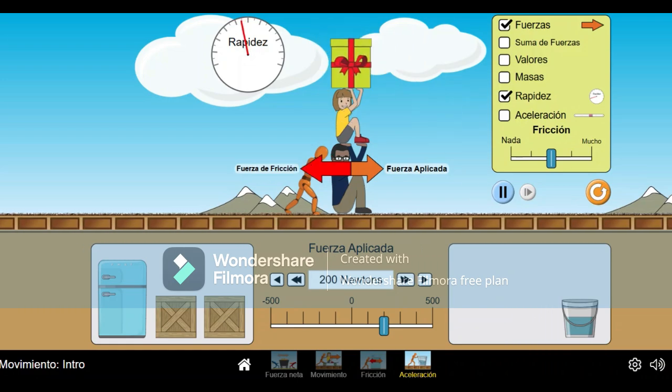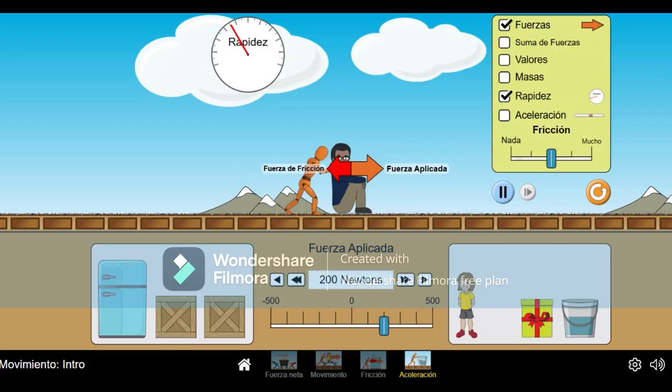If I add another object, there's much more force of friction because the object is heavier. But if I apply the normal force in here, then it will start accelerating again.